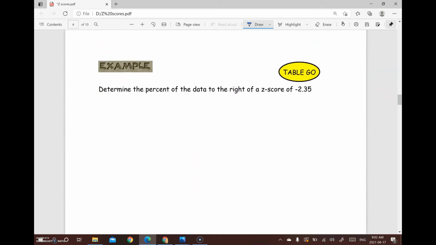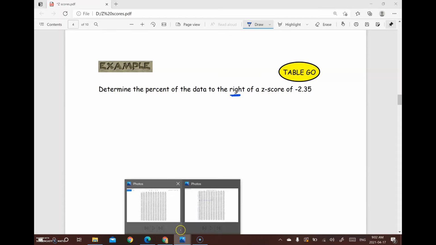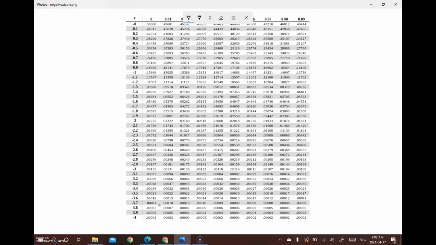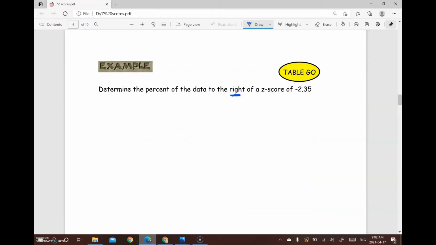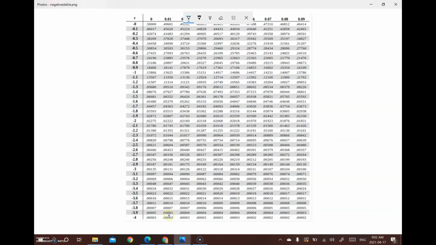Determine the percent of data to the right of a z-score of negative 2.35. One thing to notice, it says to the right. This is like asking, who is better than this piece of data? Your tables only tell you the area to the left, so I'm going to show you how to solve for this one. We need the negative table. The negative table shows all the values to the left of your average.